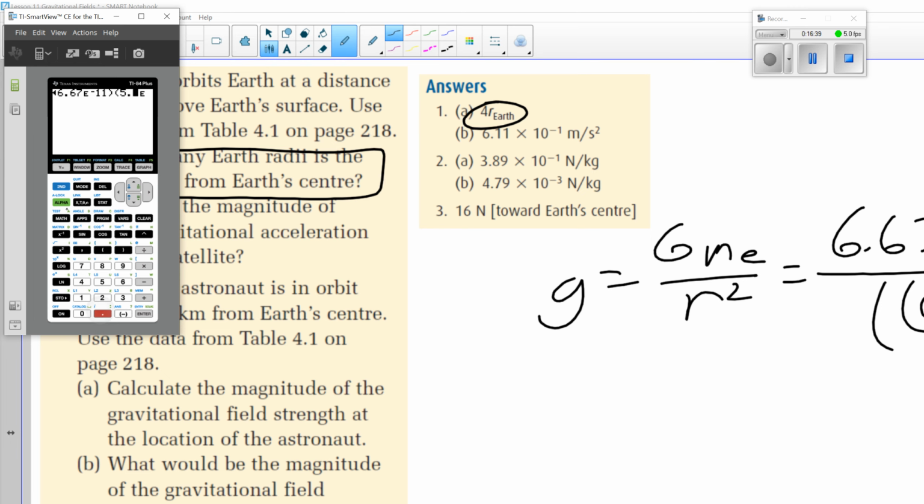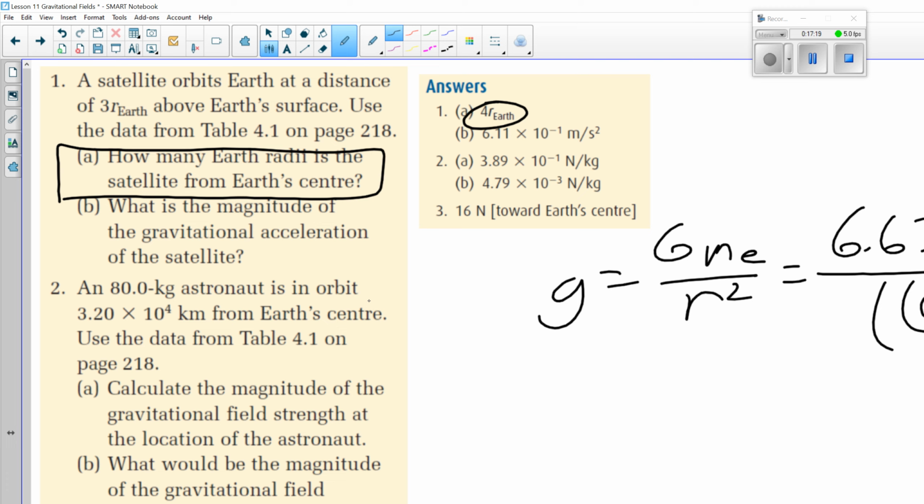Missed the decimal. Slightly different number there, and that's because their mass of the Earth and their radius of the Earth are slightly different numbers than the ones on our formula sheet. So if you got 0.614, you're good. You did it right.